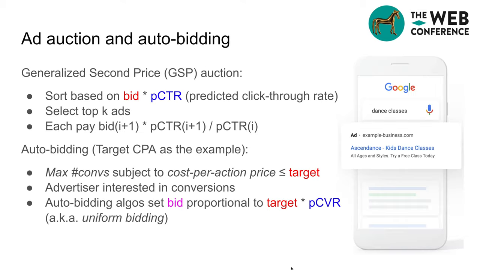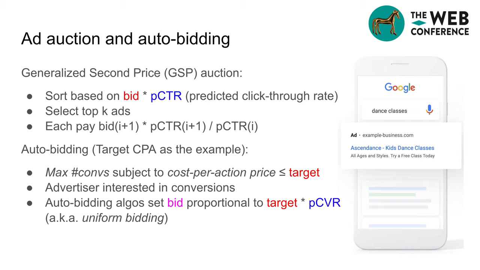Let's start with a quick overview on ad auction and auto bidding. When a user comes to Google and searches something, Google may return ads together with the organic search results, depending on the content of the query. The ads are often determined by the so-called generalized second price auction, or simply GSP auction.